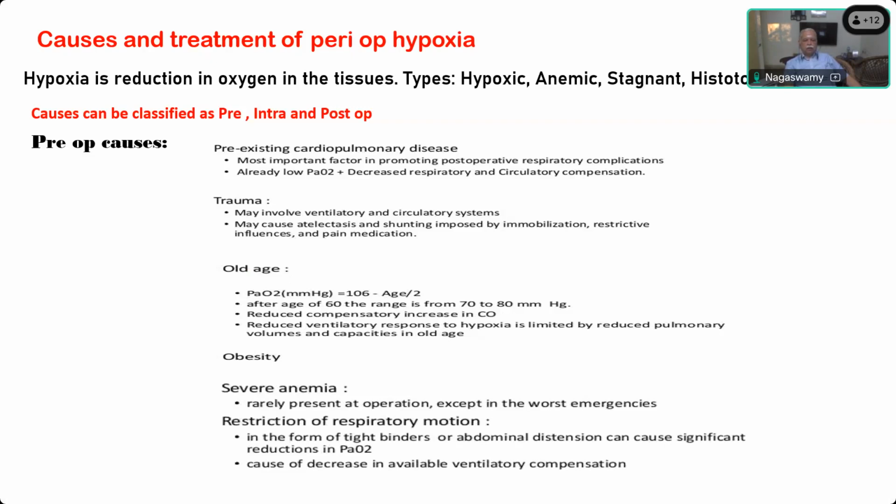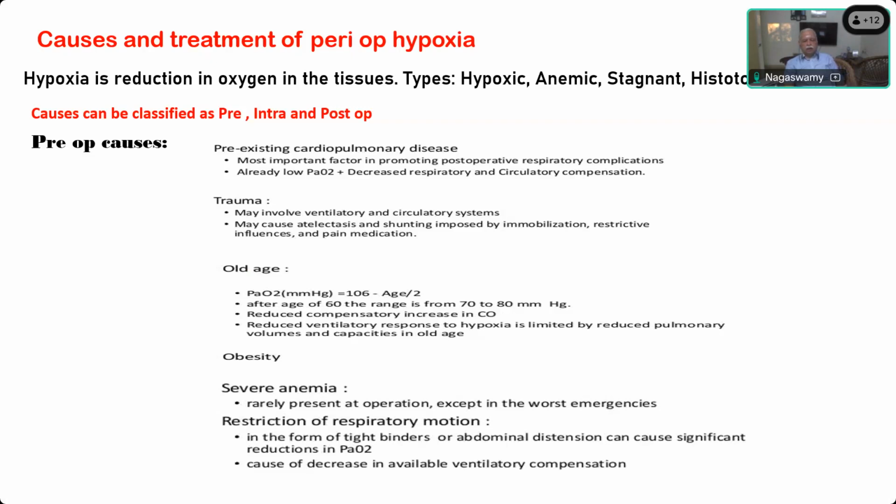Similarly, patients who are severely anemic, which may be, of course, chronic anemia, there are a lot of compensatory changes taking place. But in acute anemia, as in trauma, patients may have a reduced oxygen carrying capacity, which may cause them to become hypoxemic easily.